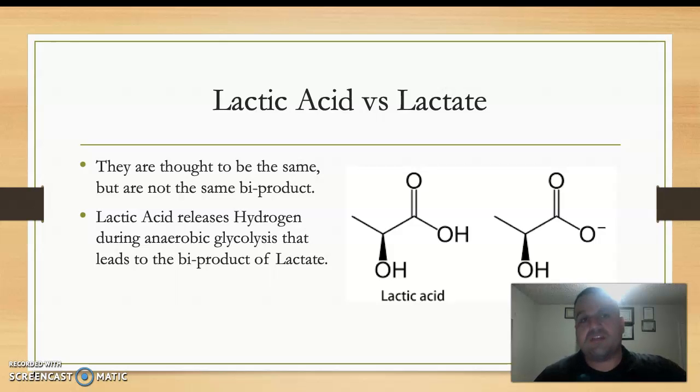They are thought to be the same, but are not the same byproduct, and the chemical orientation, as seen here, shows that they're not the same. One has one less hydrogen, and one has one more hydrogen. Coincidentally, one will lose that hydrogen in order for the other to be used later on as energy for the muscle through a whole other different system compared to the Krebs cycle that we talked about earlier on in the semester. Lactic acid releases the hydrogen during anaerobic glycolysis that leads to the byproduct of lactate.